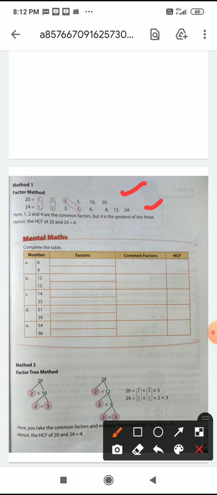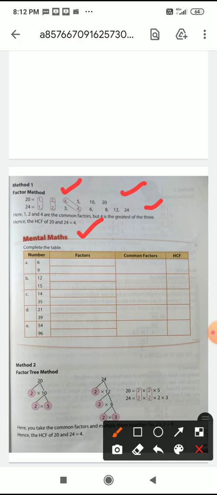Then next step, what do we do? We have to find out the common factors. So which are common? 1, 2 and 4. These three numbers are common factors. But here 4 is the greatest of the three. So here the HCF of 20 and 24 is 4.